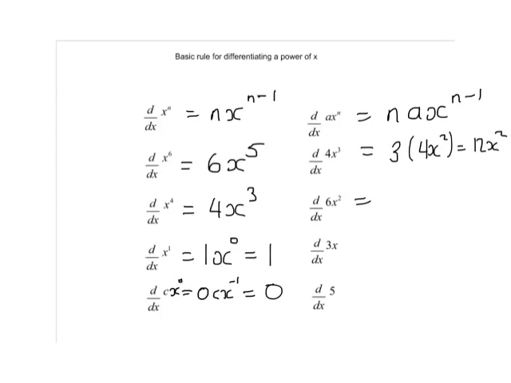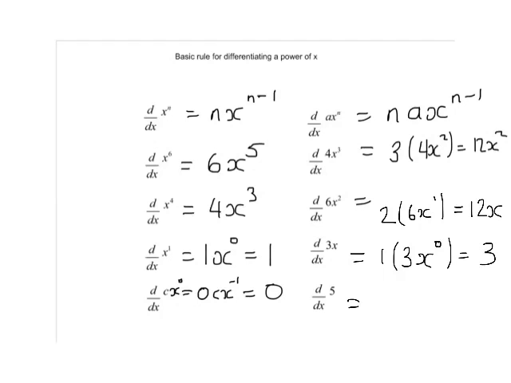6x squared would become 2 times 6x to the power 1. So that is just 12x. 3x, well, we'll multiply by the power, which is 1. So it's 1 times 3x, take one off the power, so it's 0. So 3x to the power 0 is just 3. So this is just 1 times 3, which is 3. And again, if we're differentiating a constant, if we're differentiating 5, it just becomes 0.